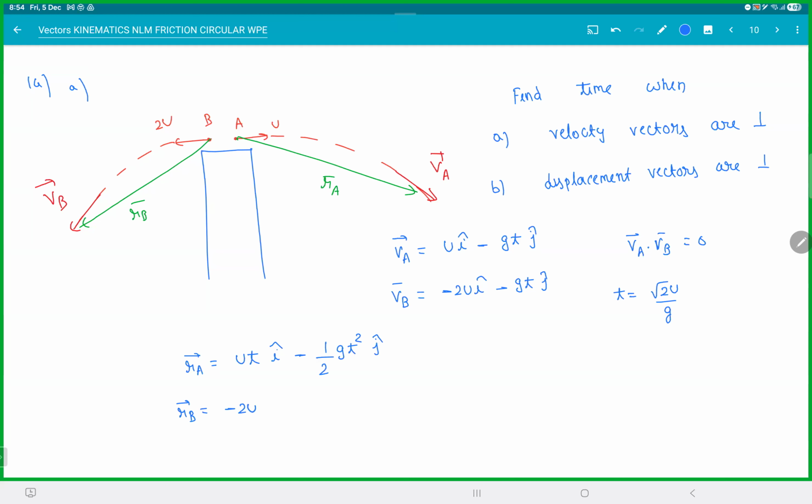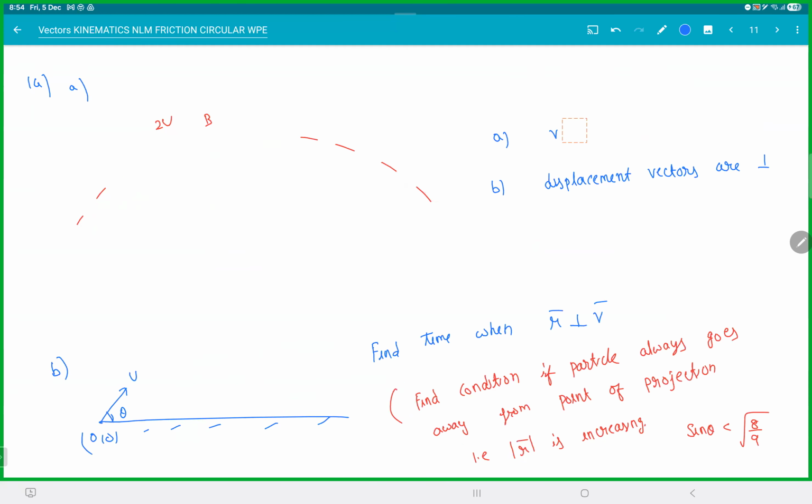RB bar will be minus 2ut i cap minus half gt square j cap. Now you're saying these two are perpendicular, then just do RA bar dot RB bar is equal to 0. I think here you will get 2 root 2 u by g. Clear? Projectile motion dot product.